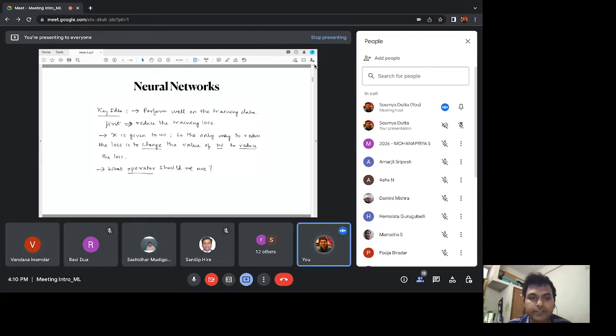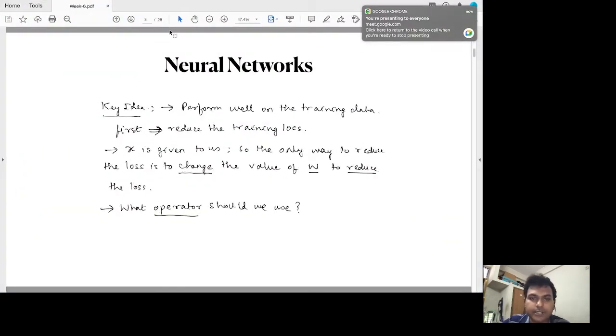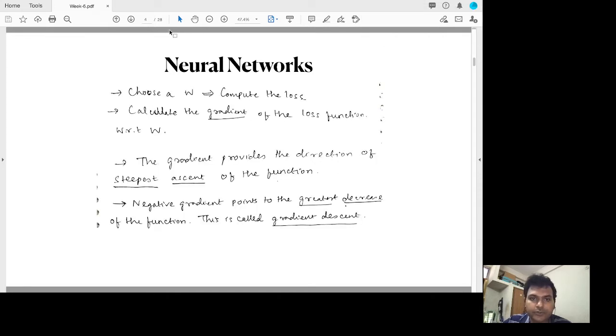Correct. So the derivation of the loss function, or the cost function, with respect to W will give us an idea about how much the loss will change if we change W. That is precisely the operator that we would use, and that is the operator that is used in neural networks. So we choose a W, we compute the loss.